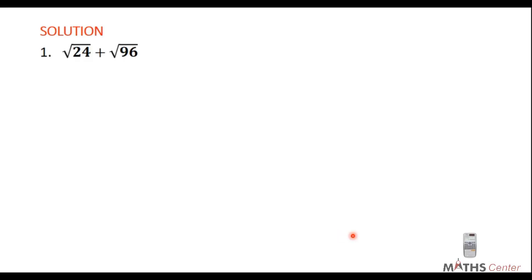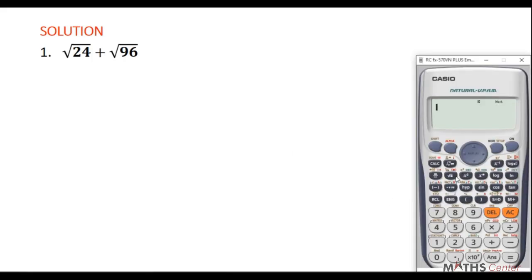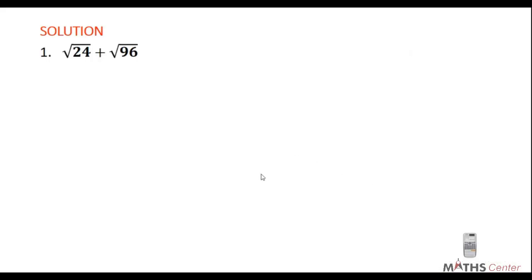So first, we need to reduce square root of 24 to its basic form. Then we reduce square root of 96 to its basic form. So let's begin with 24. So you pick your calculator, then you type square root of 24 on the calculator. Now we are having 2 root 6. So the calculator is giving us 2 root 6.